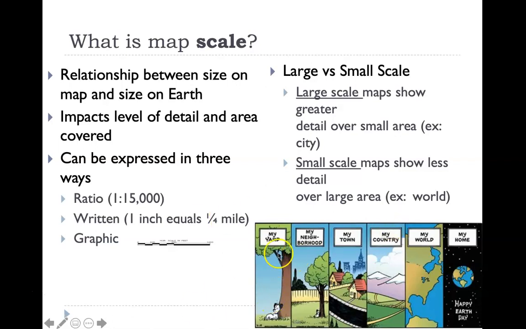So going from here, my yard, this would be a large scale map. The further out you go, right, the smaller the scale it gets. Now remember, if you look at this graphic, right, a ratio is a fraction, right? So if this particular map is a 1 to 15,000 ratio, if it were blown up 15,000 times, it would cover the same amount of area as whatever you were mapping, right? Which isn't very functional because you need it to be smaller so you can manipulate it.